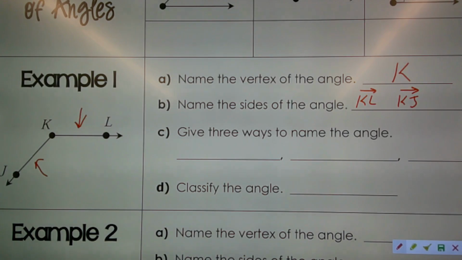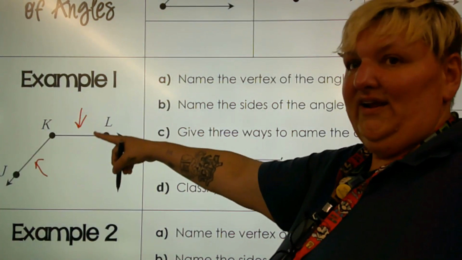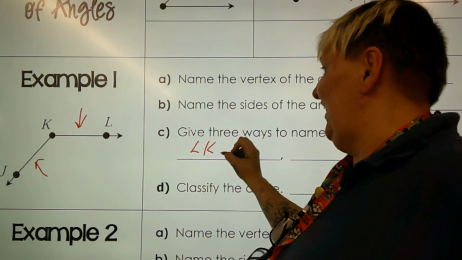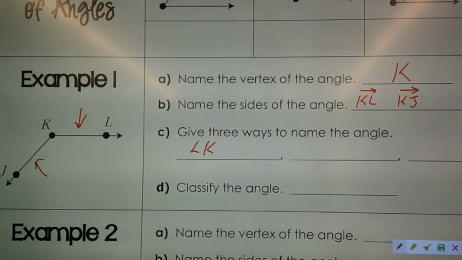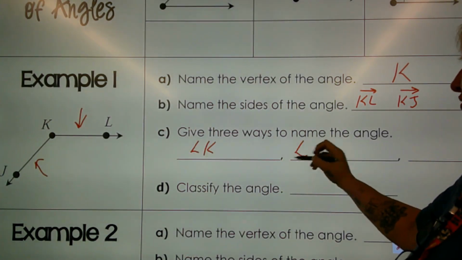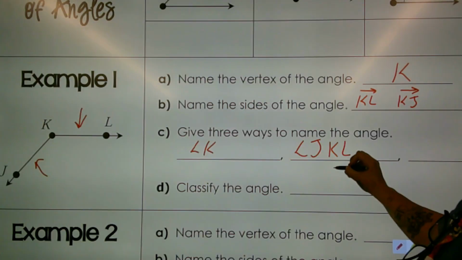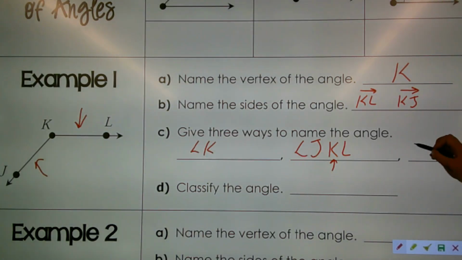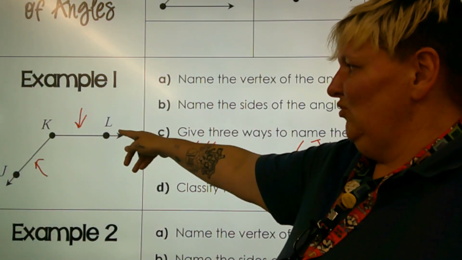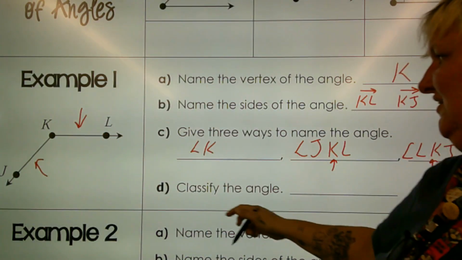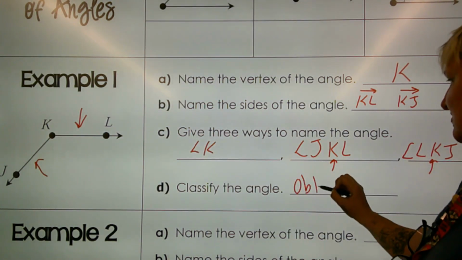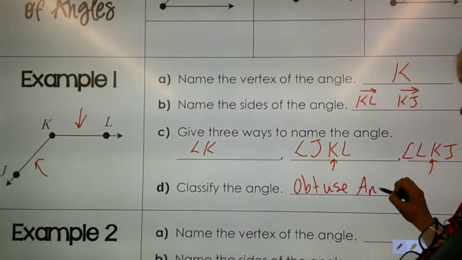3 ways to name the angle. There is only one angle, so you could call it angle K after the vertex, right? Or you could use all 3 points, angle JKL, as long as the vertex is in the middle. Or angle LKJ, again, as long as the vertex is in the middle. Classify the angle. It's more than 90 degrees, but less than 180 degrees, which means it's obtuse. It's an obtuse angle.